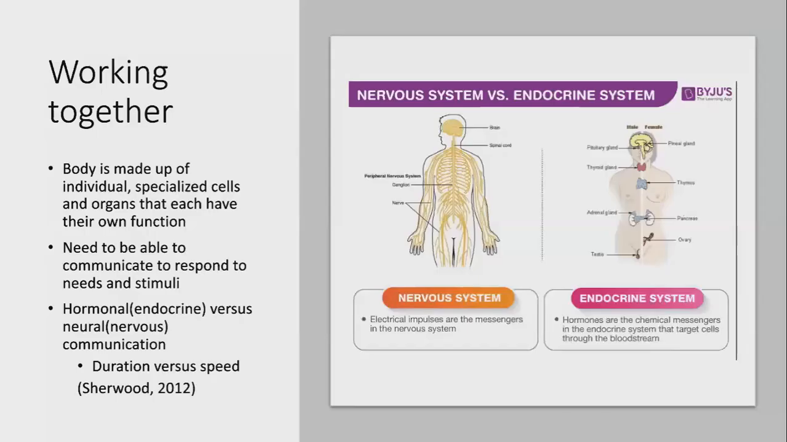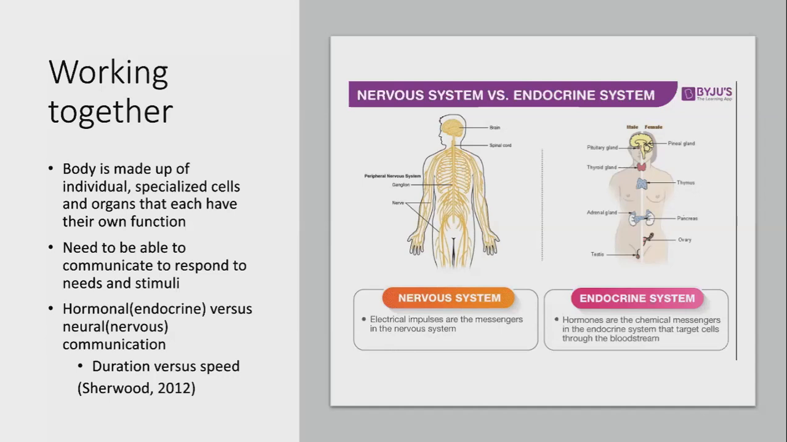So working together, your body is made up of individual specialized cells and organs, and each of them has their own function, but they need to be able to communicate with each other to respond to the needs of the body and to stimuli, both internal and external stimuli. This is done in two ways. This is done either through hormonal or neural communications.